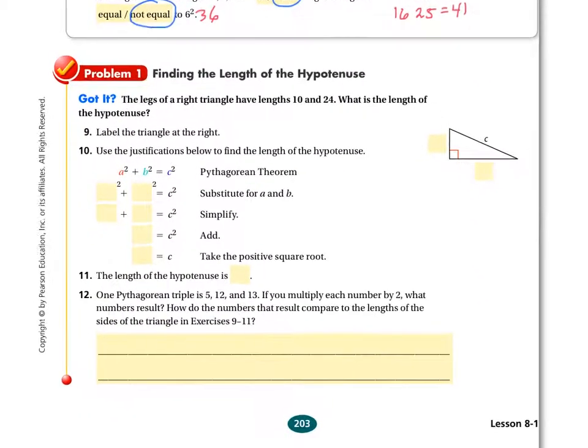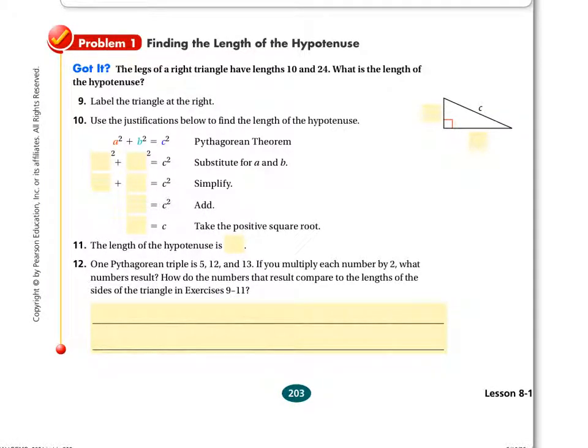Okay, problem number 1. We're going to find the length of the hypotenuse. The legs of a right triangle have lengths of 10 and 24. Based upon the picture, our short leg here is 10 and our long leg is 24. So over to the left, they've started you with Pythagorean Theorem. We're going to substitute in for A and B. So we're going to substitute in the values 10 for A and 24 for B.